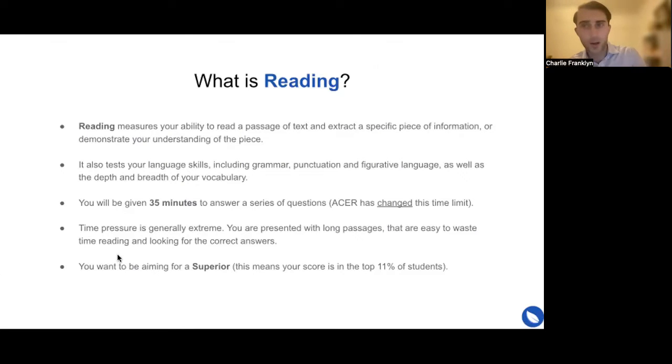And of course, what are you aiming for? You're looking for a superior. This means your score will be in the top 11% of students.